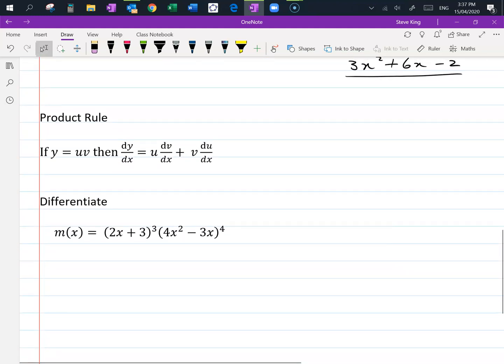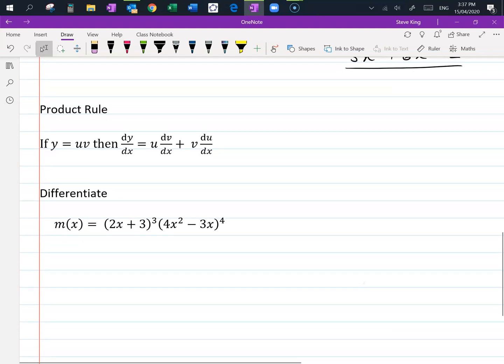So let's take a harder example. Here we've got m(x) is equal to (2x plus 3) all cubed times (4x squared minus 3x) to the power 4. I think you can appreciate that multiplying out those things is going to be time consuming in the extreme. So let's figure out what is du dx. We're going to have to use the chain rule here.